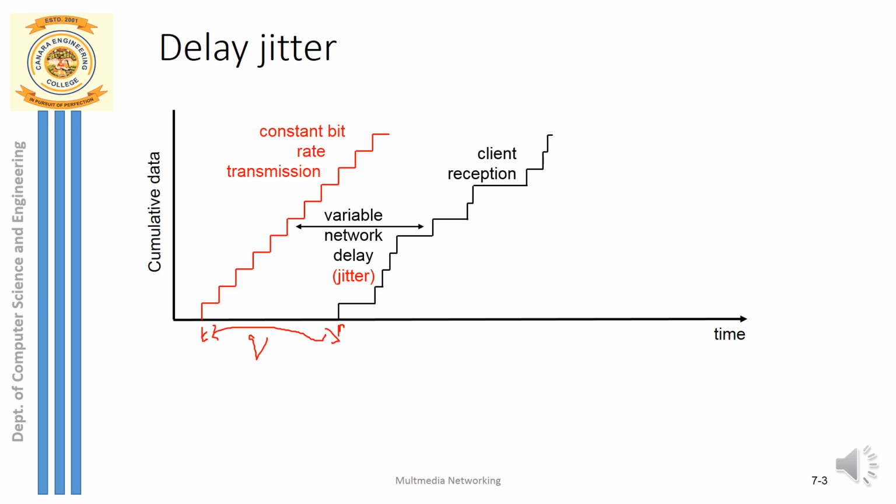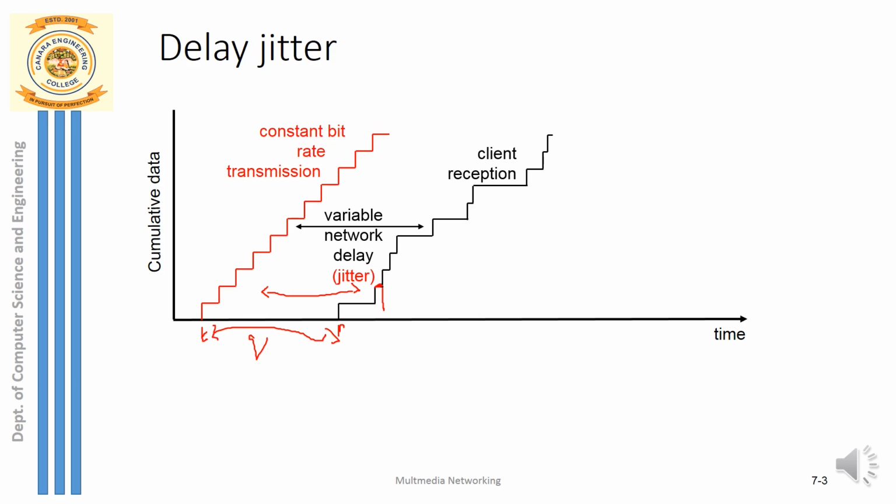This is the time where the receiver is receiving the second chunk. Between the first chunk and the second chunk, there is a little more gap. And here is the time where he is receiving the third chunk. The horizontal gap between the second chunk and the third chunk is very, very small. So what is the meaning of that? Here the network delay is varying. That is because of the jitter.